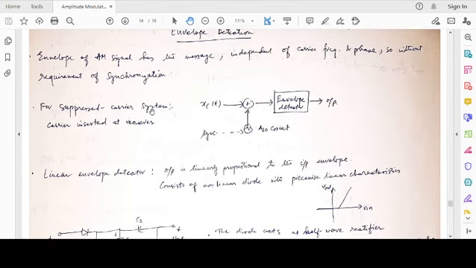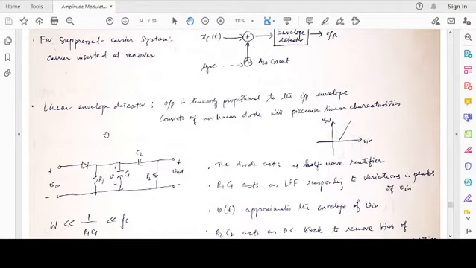For a suppressed carrier system, the carrier is inserted at the receiver to perform envelope detection. You receive the suppressed carrier signal, you synchronize, have a local oscillator, add a carrier, or you extract it through a pilot, amplify, add a carrier, and get the envelope detector output. Simple.